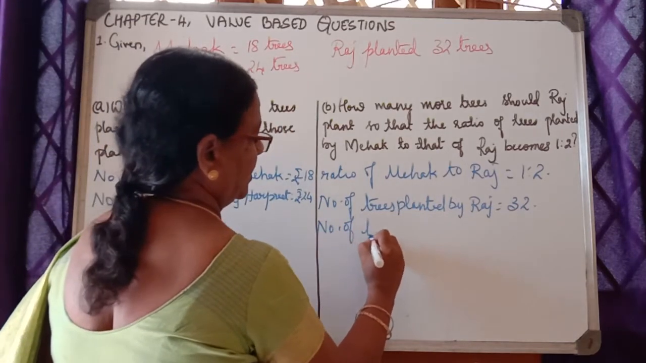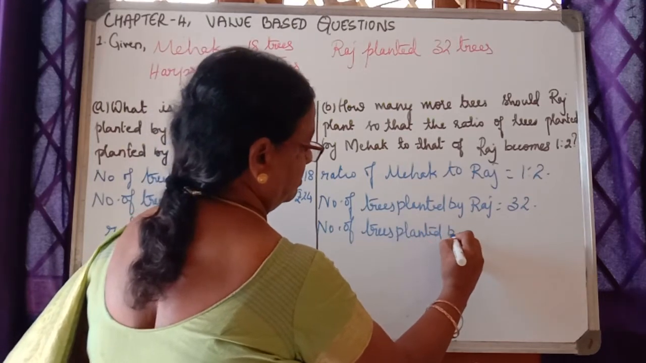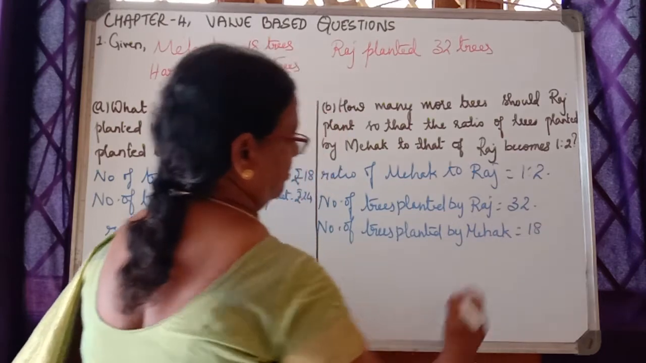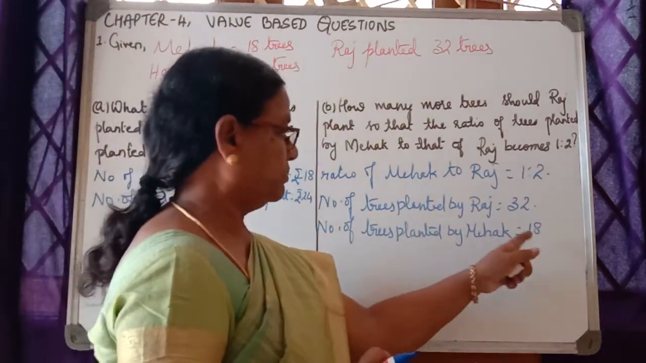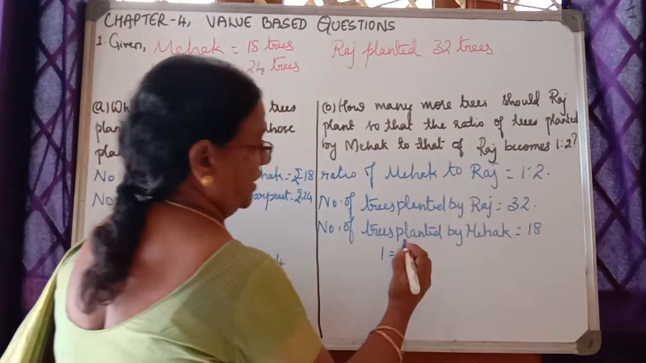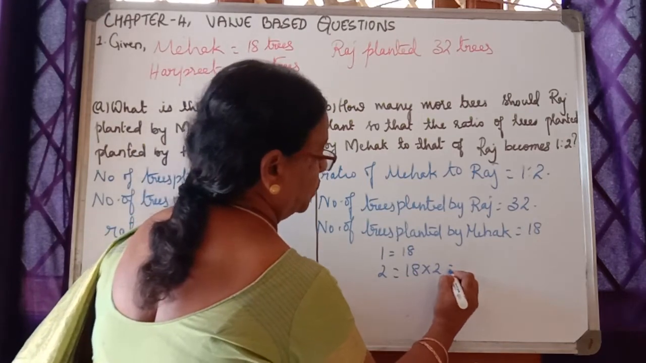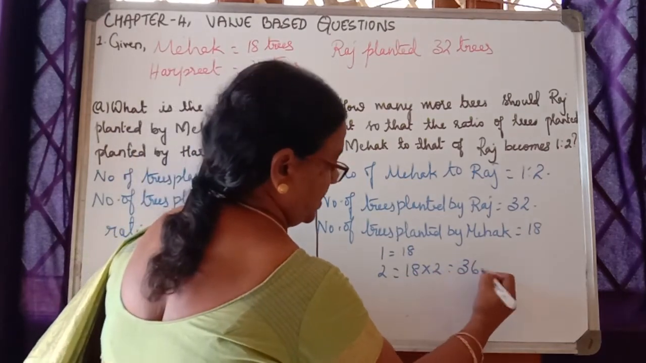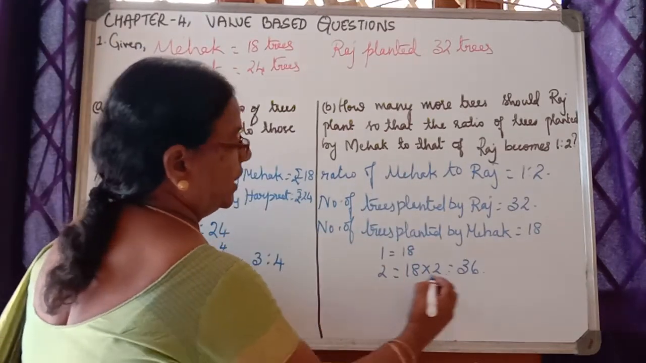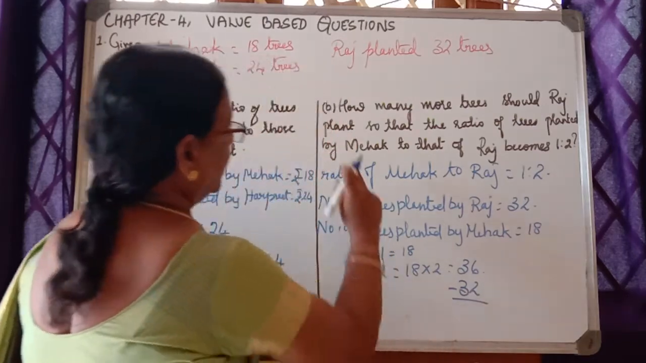Number of trees planted by Mehak, 18. Now Mehak planted 18. So the ratio 1 is equal to 18. So 2 is equal to 18 into 2. 18 twos are 36. Actually, how many trees are planted by Raj? Only 32. Only 32. Now, what is the question?